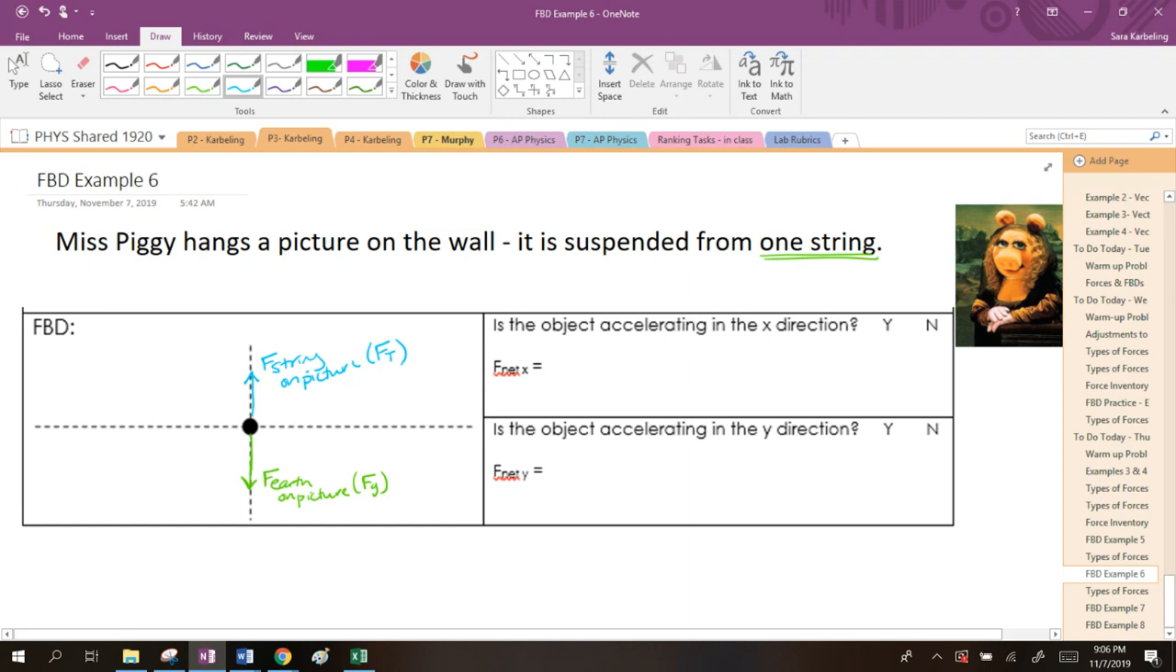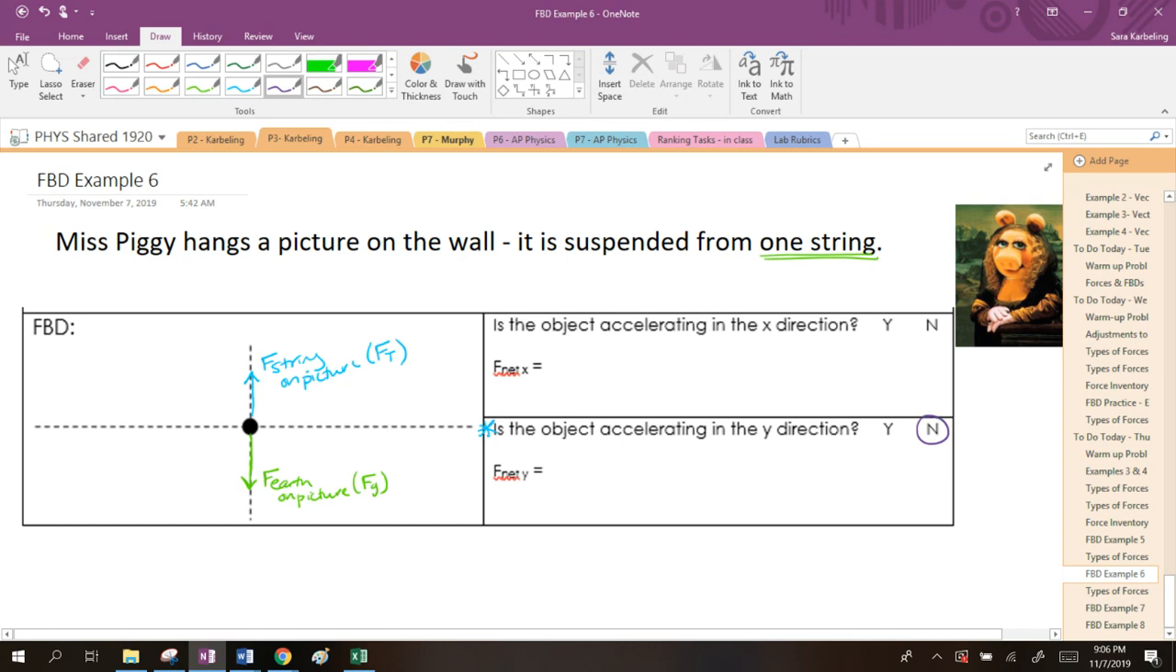So we're going to take a look at what's going on here to see what's happening. I always like to start with: is the object accelerating in the Y direction? That's this one over here. If we've got just a picture hanging suspended on a string, I'm hoping that the object is not accelerating, so we're going to say no.